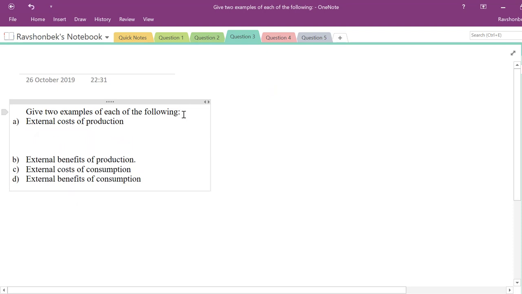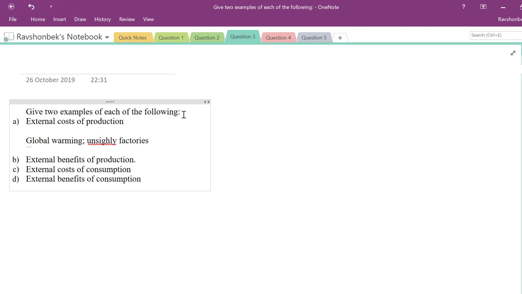Let's see. So, external cost of production. Give 2 examples of each of the following. Now, external cost of production, or negative externality in other words, could be global warming due to pollution from factories, and unsightly factories themselves.